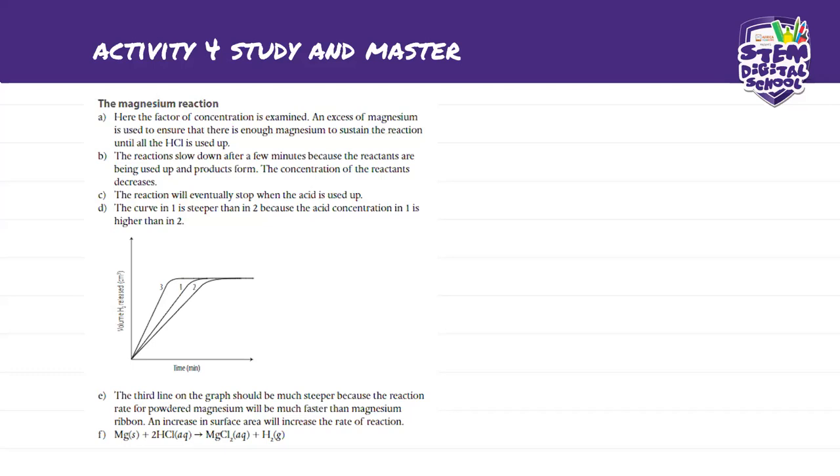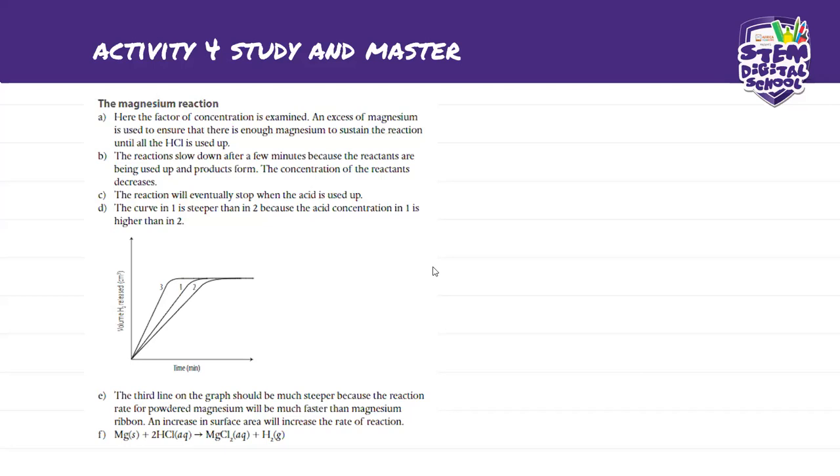So there is a question that I was asking, why is an excess of magnesium used? What does an excess of magnesium mean? It means that they used a high amount of magnesium to make sure that it's going to be enough to sustain the reaction until the hydrochloric acid is used up. Because if they use less, then eventually the reaction is going to reach equilibrium and no reaction will take place, because the magnesium will be used up and we'll only have the hydrochloric acid left. So that's what it means when they ask, why is an excess of magnesium used?